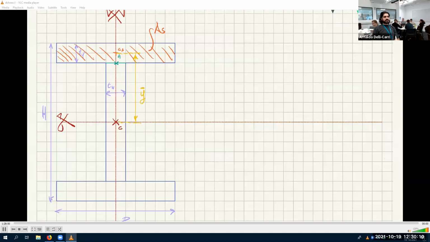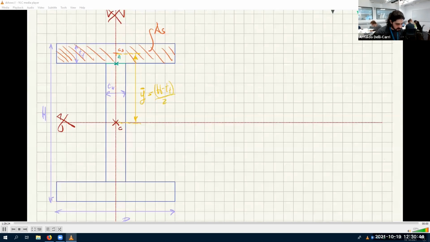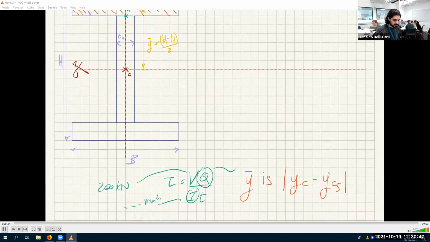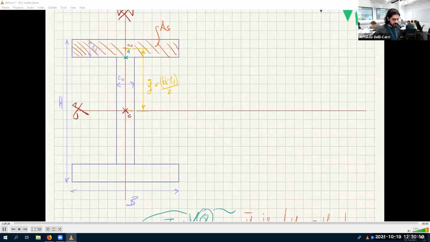Okay? How much is that distance? Well, looks to me it's h divided by 2 minus tf divided by 2. You agree? So this is h divided by 2 minus tf divided by 2, which I can also call h minus tf all divided by 2. These are all numbers. I just don't like using numbers because I might miss some important information. So this is y bar, and that's it.